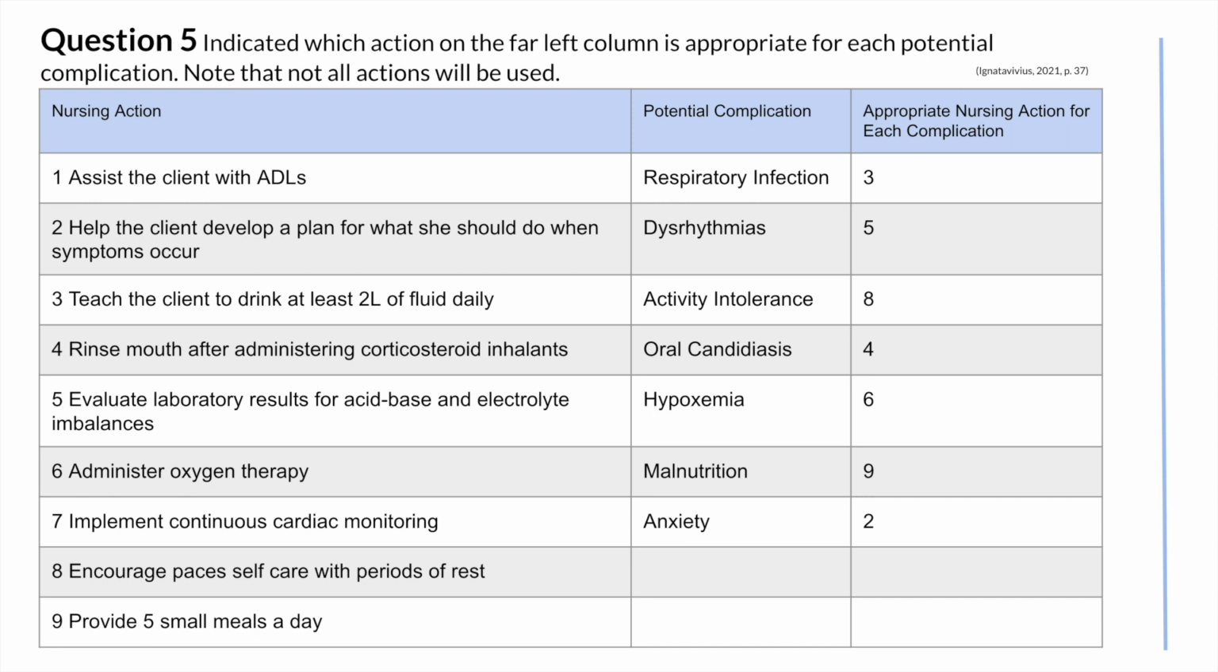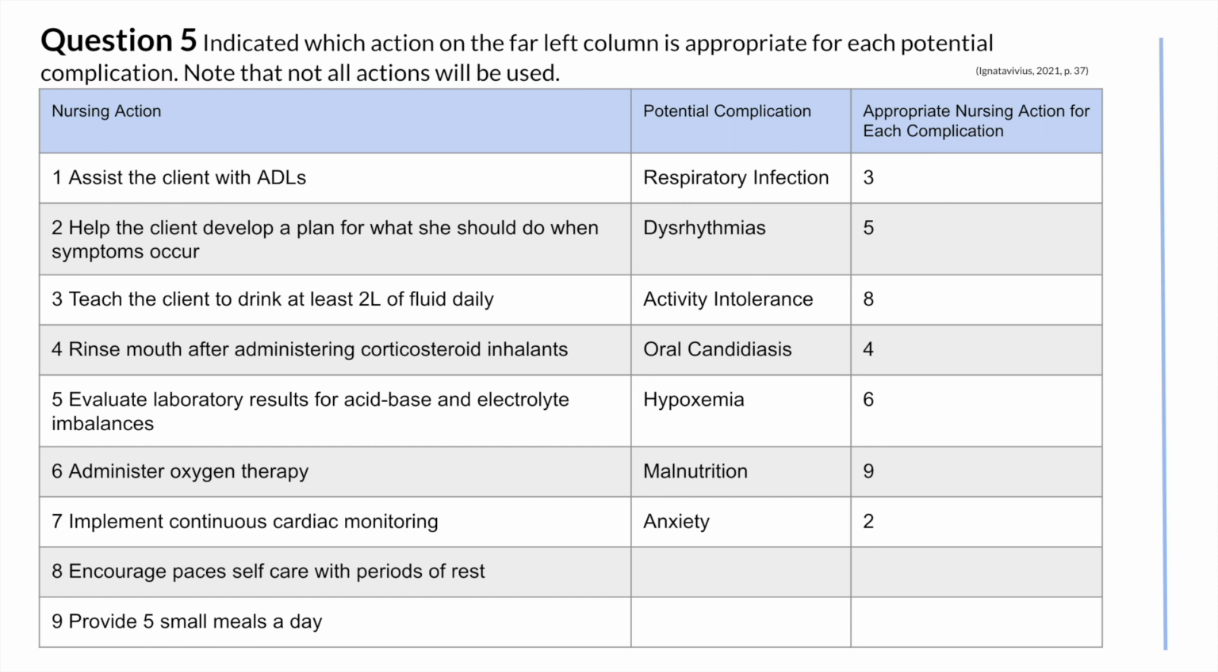For dysrhythmias, the correct answer is to evaluate lab results for acid, base, and electrolyte imbalances. This nursing action helps to prevent dysrhythmias. The other option that you may have chosen was number 7, to implement continuous cardiac monitoring. This is also something the nurse would want to do, but it's not the best answer because it's not going to prevent the dysrhythmias. Continuous cardiac monitoring will allow us to recognize dysrhythmias, but it won't allow us to treat it. So that is why they want the lab results, so we can gather the labs, figure out what's incorrect, and prevent dysrhythmias.